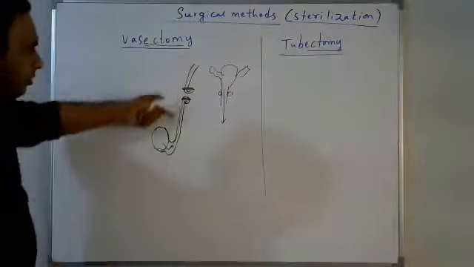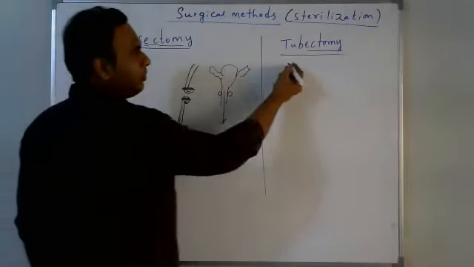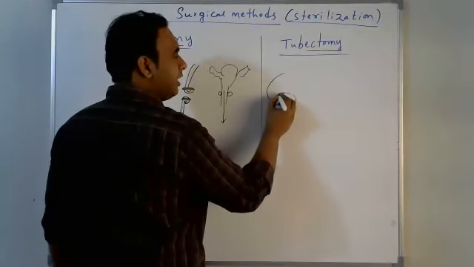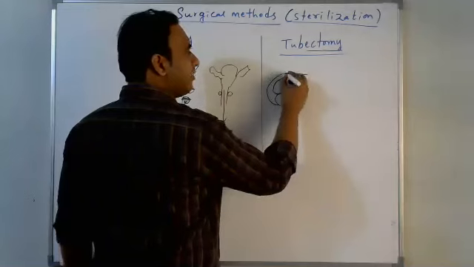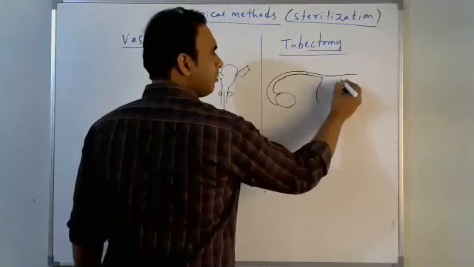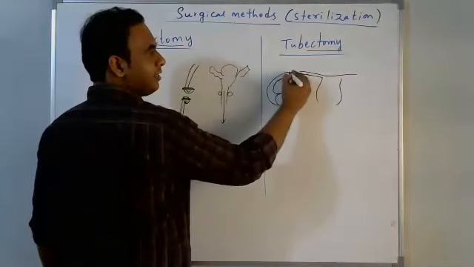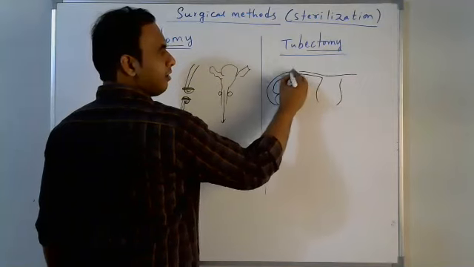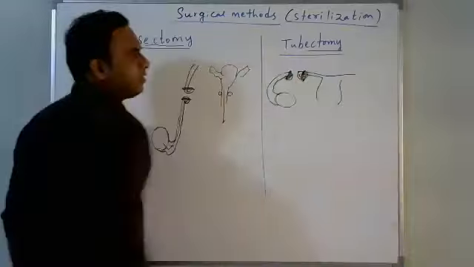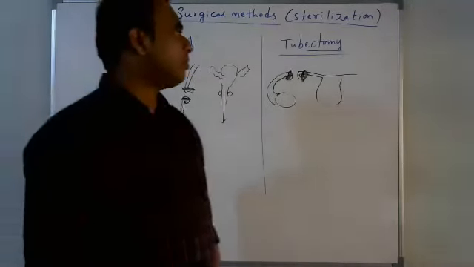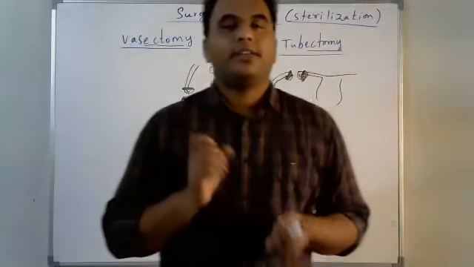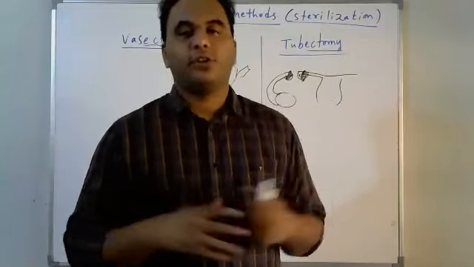Same thing. Here also, fallopian tube is cut. A fallopian tube, so ovary, infundibulum, ampulla, isthmus, uterus, right? Here it is cut and tied back. Here also it is cut like this and tied back. So generally irreversible. Both are sterilization procedures.